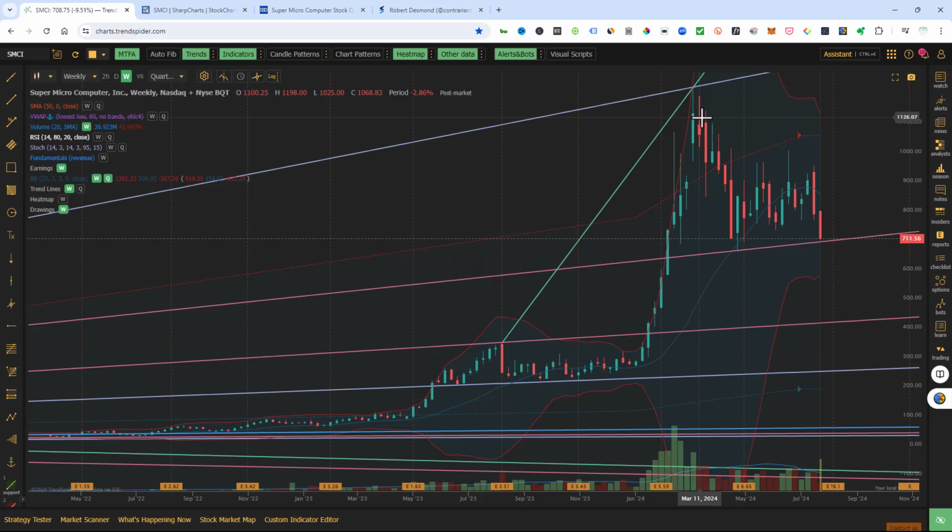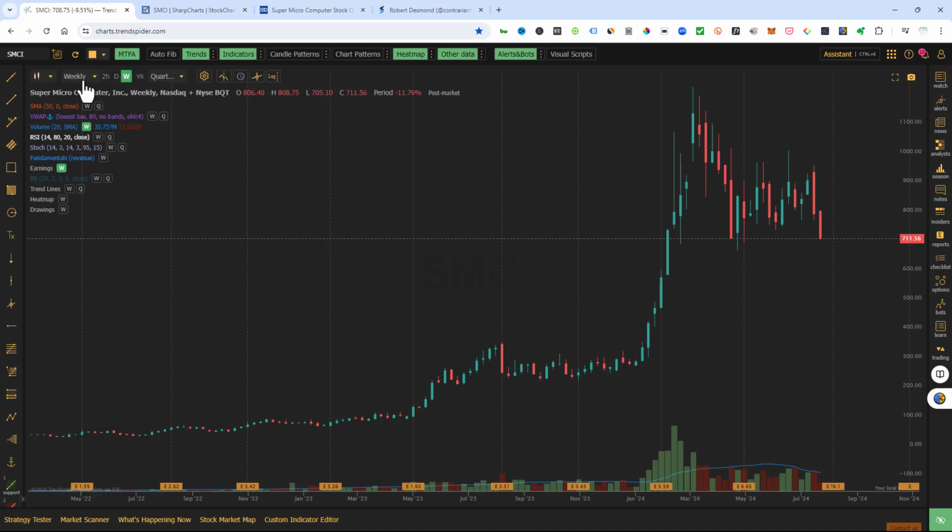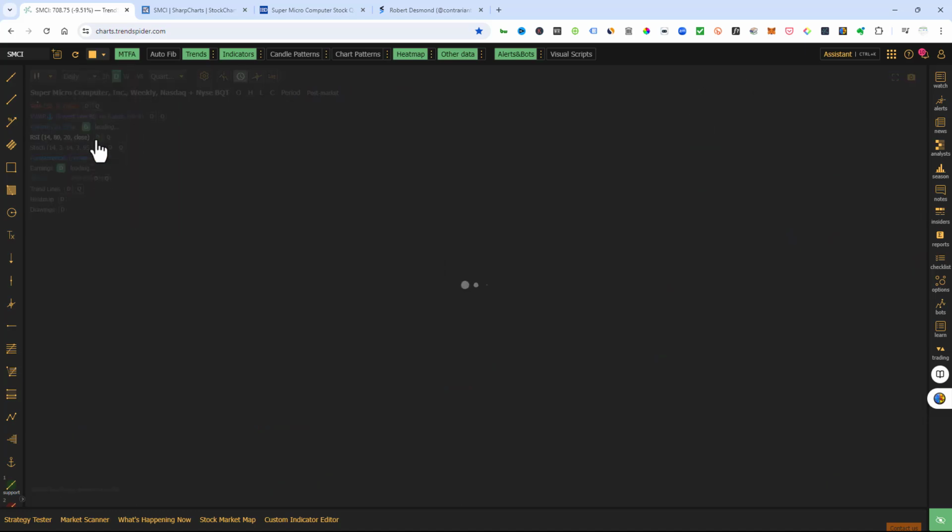Now, before I even get into the technical analysis, I want to remind everybody, August 6th is earnings. So be forewarned. We have earnings out there, and that is a binary event, meaning we don't know what's going to happen. So let's talk first about Supermicro on a daily view to see how it performed today.